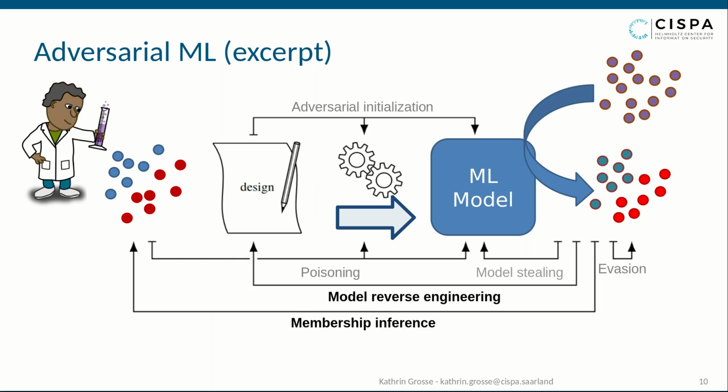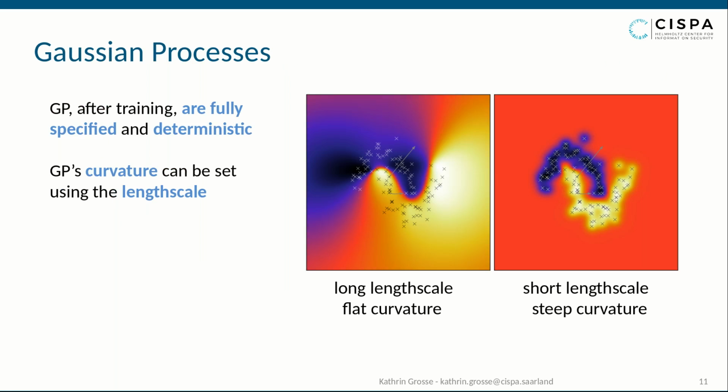We will now have a look at two different attacks, namely model reverse engineering and membership inference. And the model we're going to talk about now, so previously we talked about DNNs, we're going to talk about Gaussian processes. So I'm just going to give you a rough overview of the things that you need to know to understand the following results.